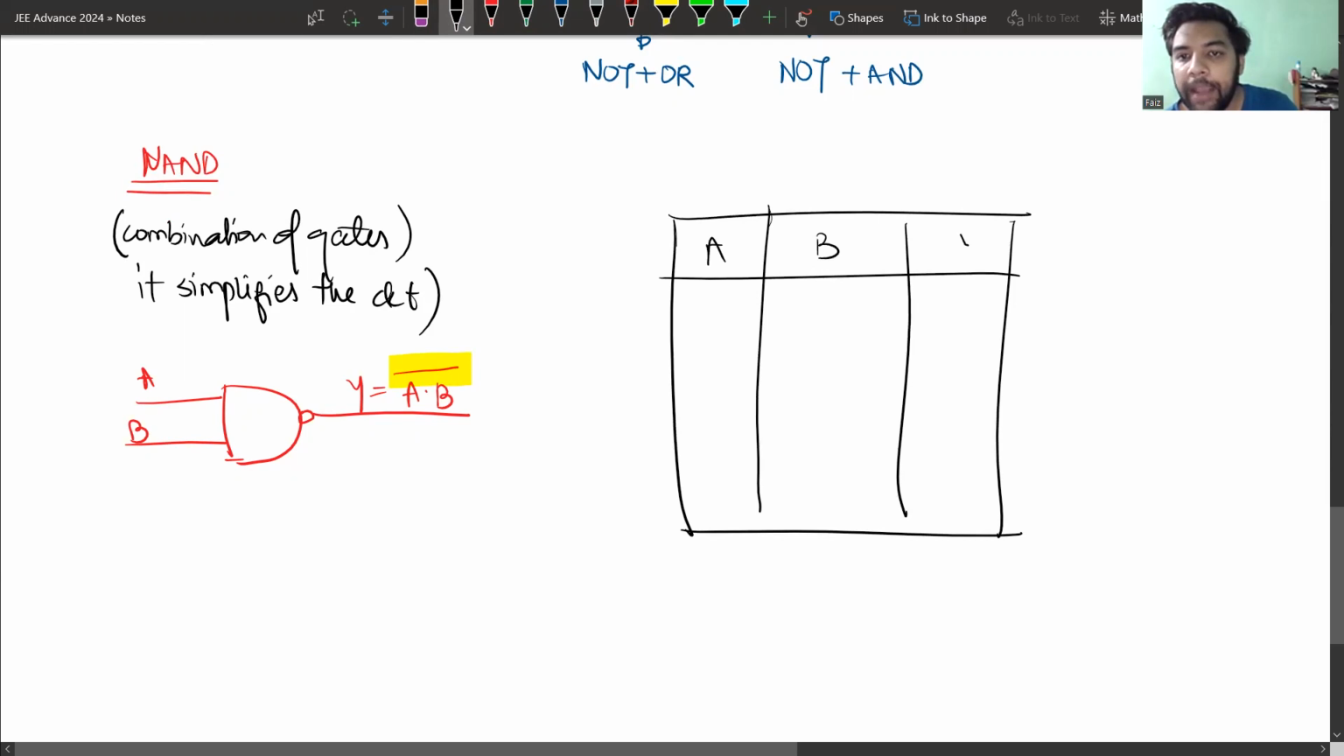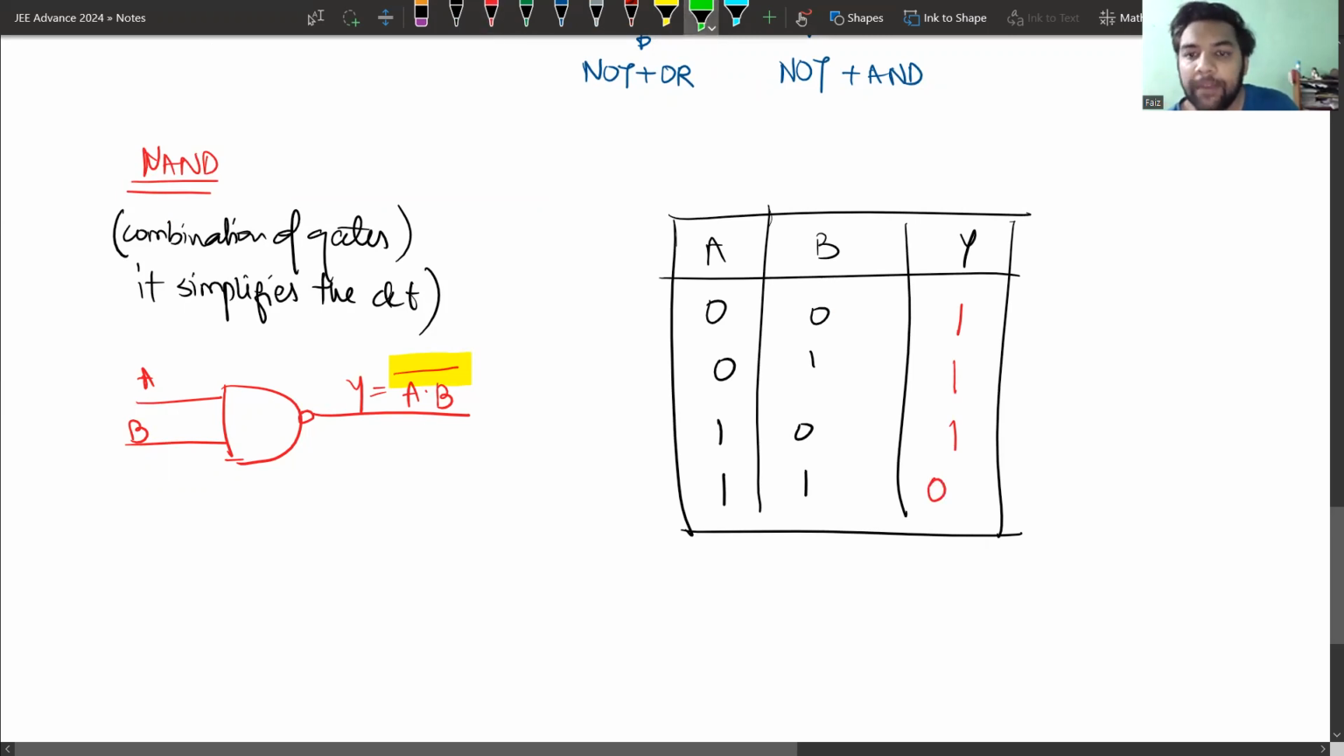A, B, and the output Y. So what is the sequence I taught you? 0, 0, 1, 1, 0, 1, 0, 1. Now, first you have to multiply and invert the value, right? Multiply these two. 0 into 0 is 0. And then invert the 0, you'll get 1. 0 into 1 is 0, invert it, 1. 1 into 0 is 0, invert it, 1. 1 into 1 is 1, invert the 1, you'll get 0.